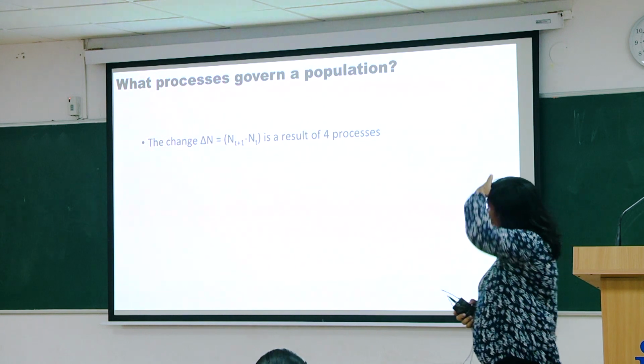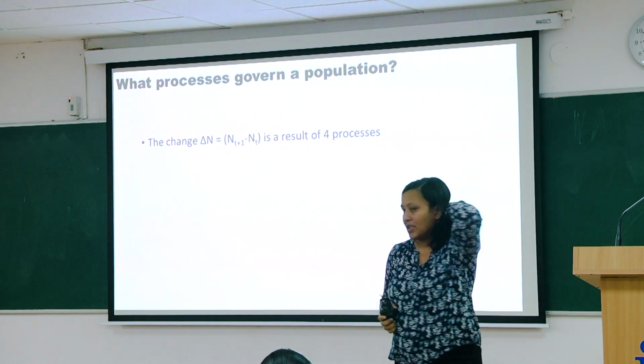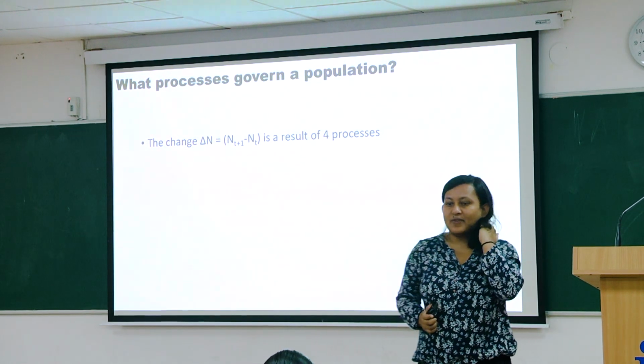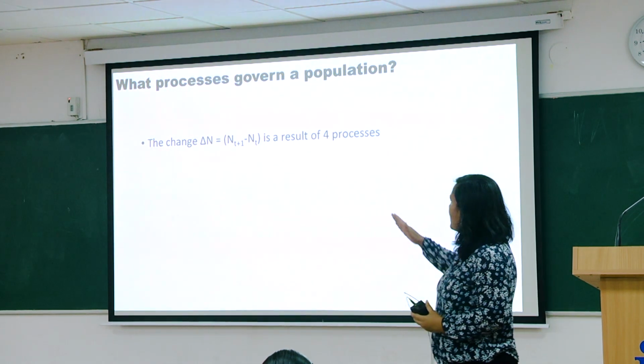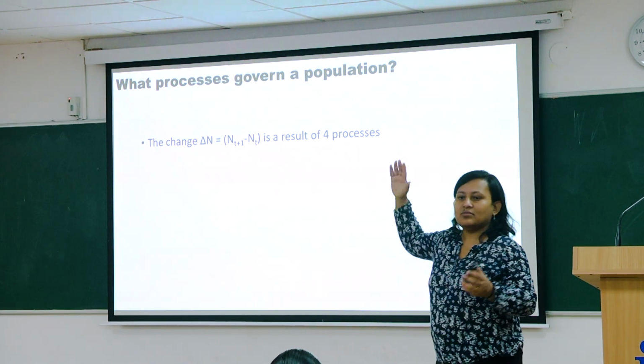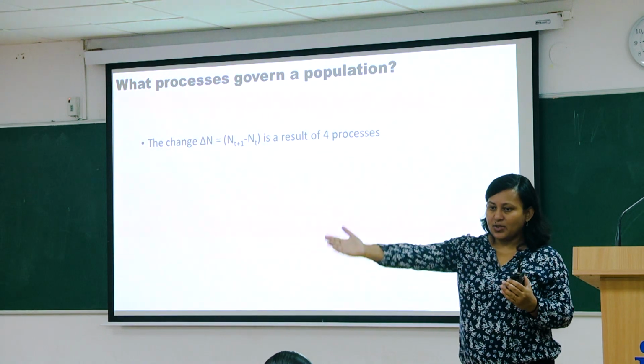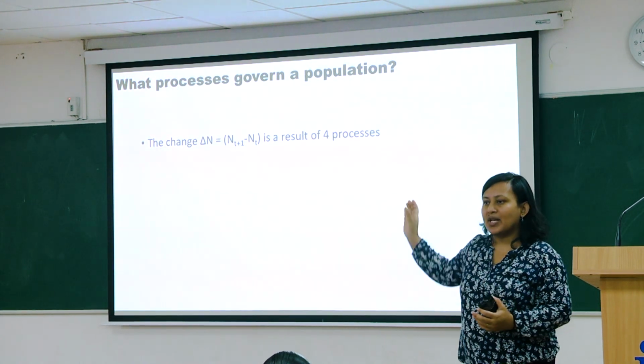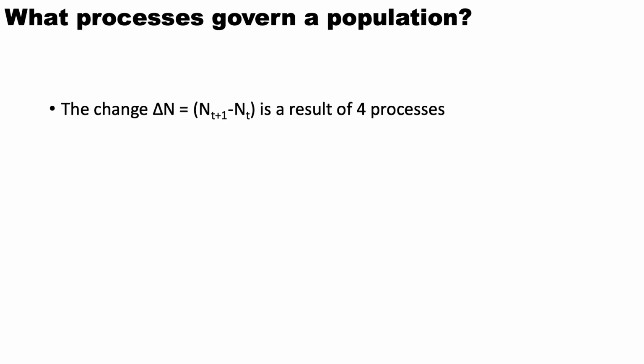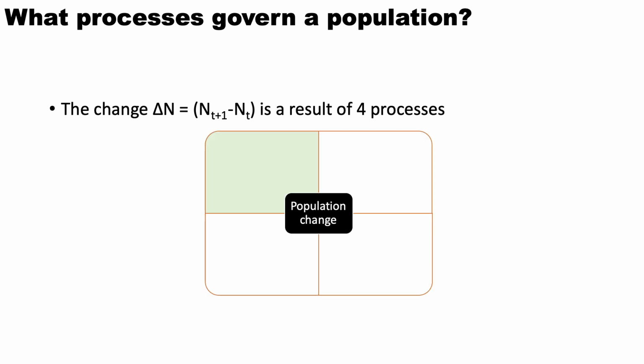Now we look at what processes cause a population to change. When we are talking about the difference in population size when we move from time t to t plus 1, which is the next time interval that we are looking at, there are some processes which make this change happen. And there are four basic processes that cause these changes. First of which are births.